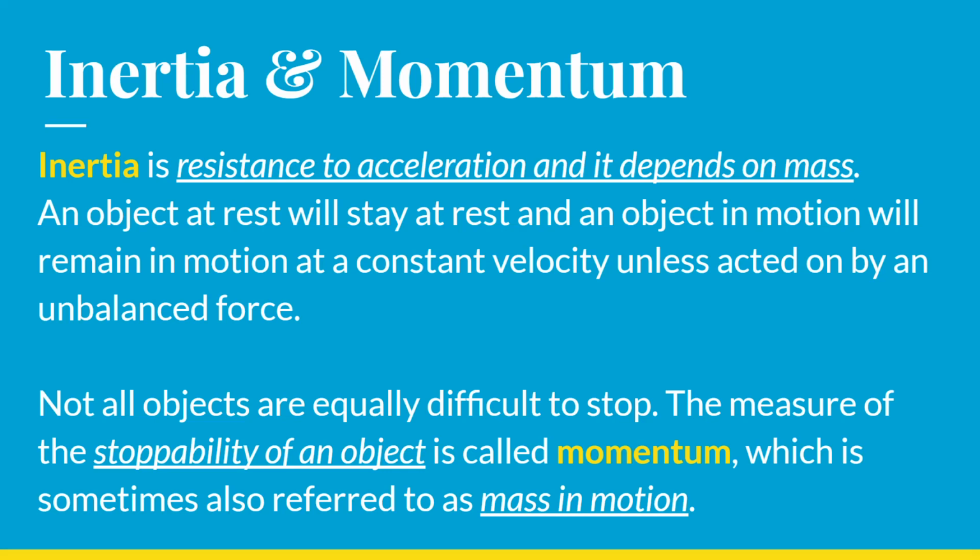So it is mass in motion, but it's related to both mass and velocity. And you're going to see that in the equation in a minute. Okay, so again, not all objects are equally difficult to stop. The measure of the stoppability of an object is called momentum, which is sometimes also referred to as mass in motion. So inertia is basically just mass. Momentum is mass in motion.